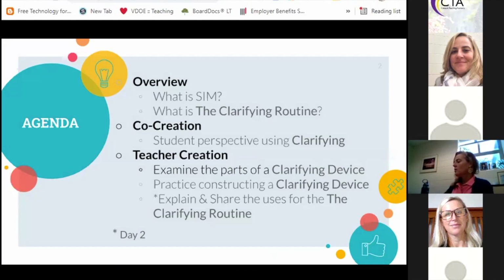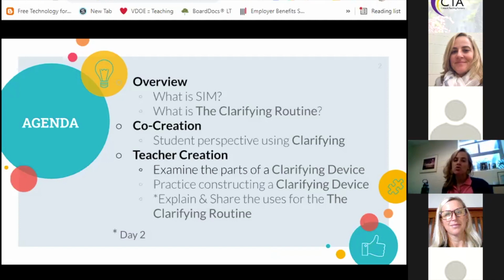We're going to go over an overview of just what is SIM, in case you don't have any experience with SIM at all. Then we're going to go over what is the clarifying routine. And you should be getting this book in the mail if you haven't gotten it already. And a lot of you said you hadn't, don't worry about it. I've got you covered. We have links to parts of the books and other materials that you can use as we walk through the presentation.